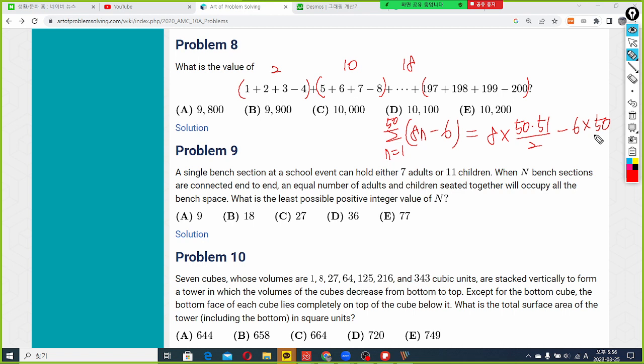So that means the first term is 10,200, and 6 times 50 is 300. So what's the difference? Final answer is 9,900. Yep, B.